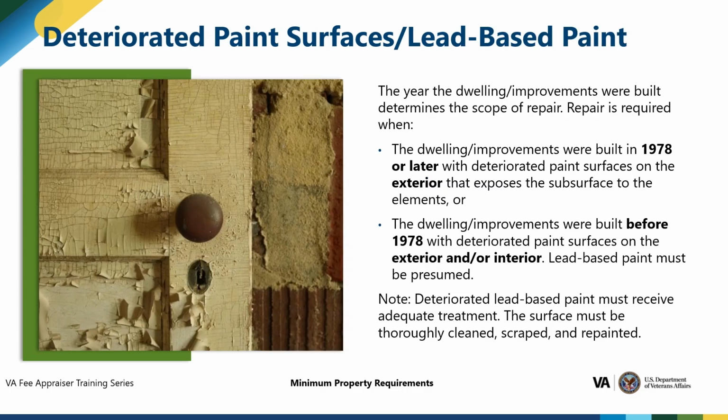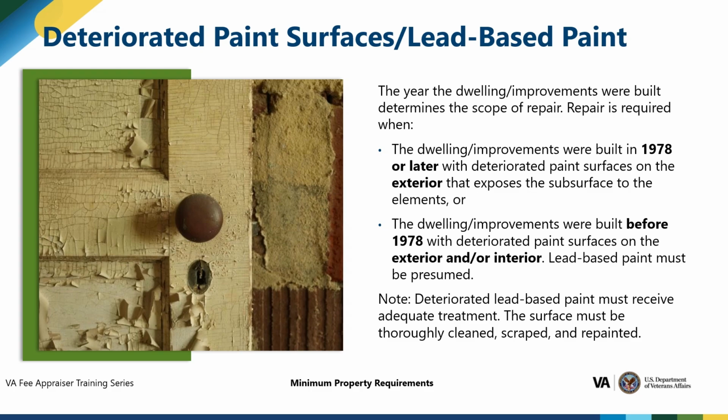The year the dwelling and/or improvements were built determines the scope of the repair of deteriorated paint conditions. Repair is required when the dwelling and/or improvements were built in 1978 or later, with deteriorated paint surfaces on the exterior that exposes the subsurface to the elements, or the dwelling and/or improvements were built before 1978, with deteriorated paint surfaces on the exterior and/or interior.